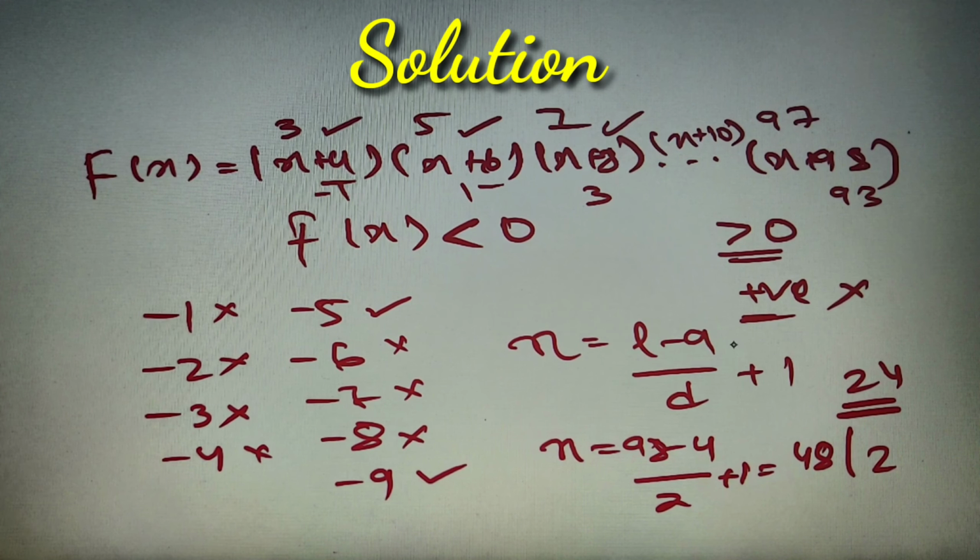So according to our given question, 24 integers will give a result of f(x) less than 0, and that is equal to option D. So the final answer is option D, 24.